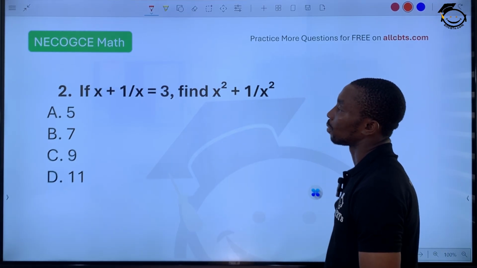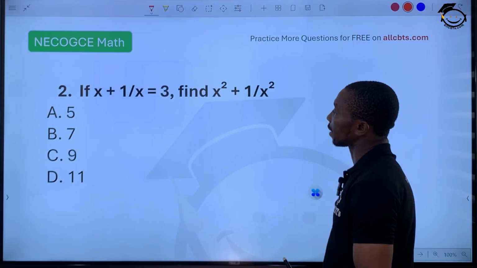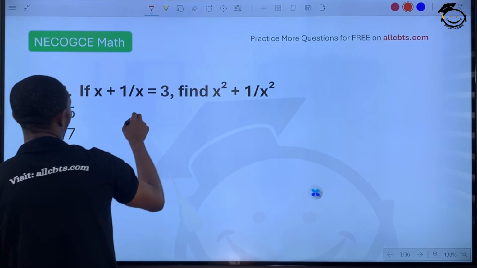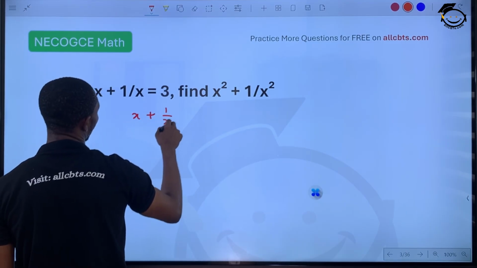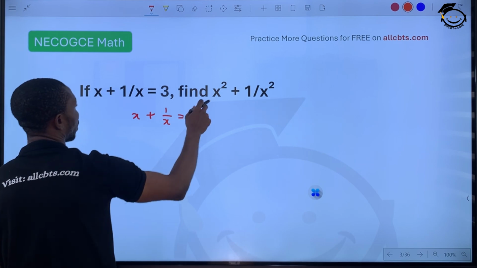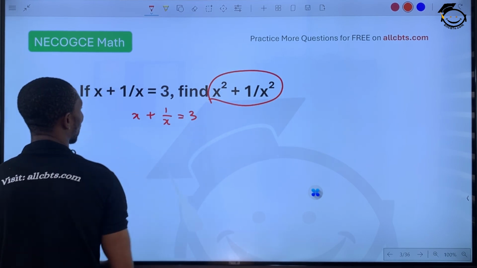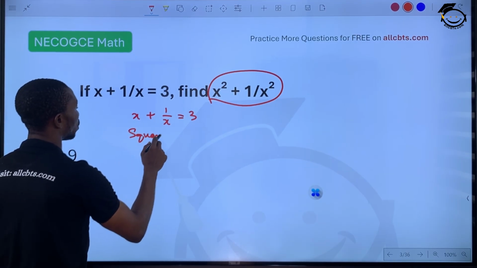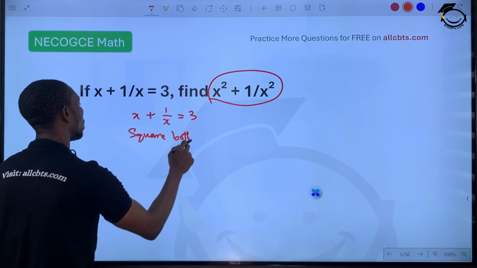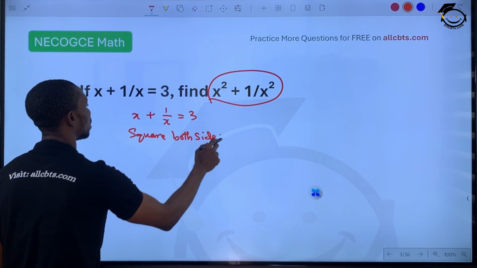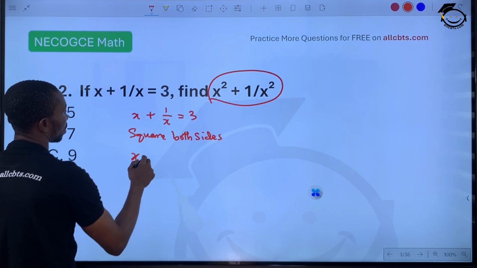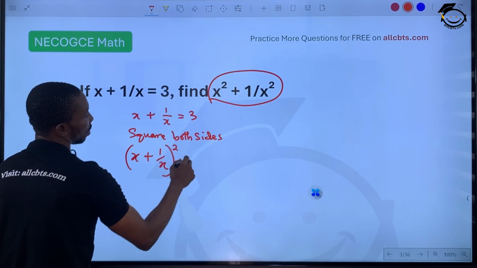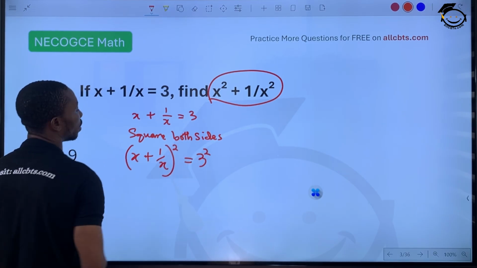If x plus 1 over x equals 3, find x squared plus 1 over x squared. Okay, for this, we have x plus 1 over x equals 3. So we have to find the value of this. In order to get this, we'll simply square both sides. So when we square both sides, we have x plus 1 over x all squared equals 3 squared.